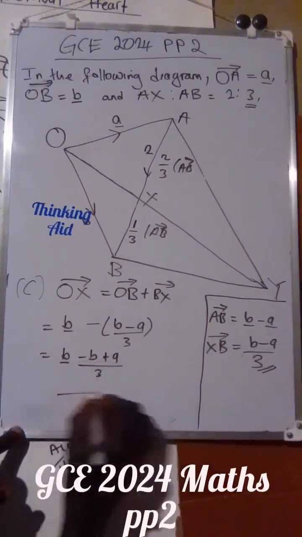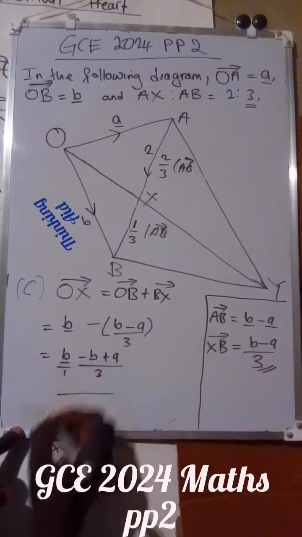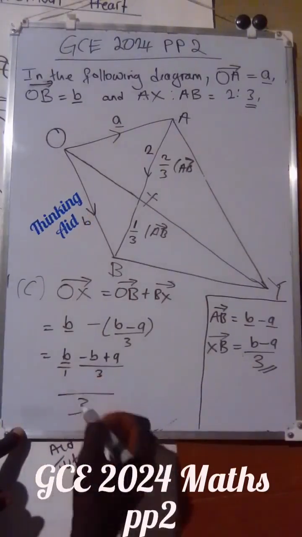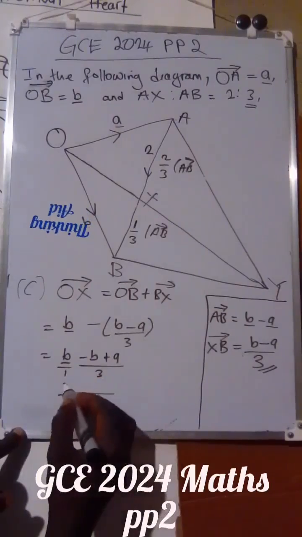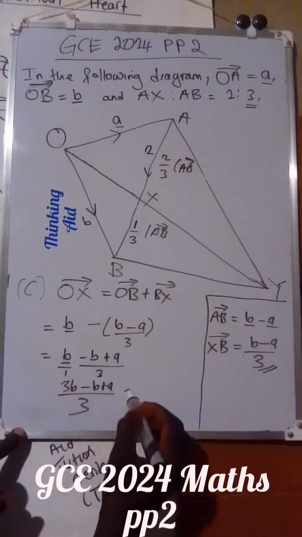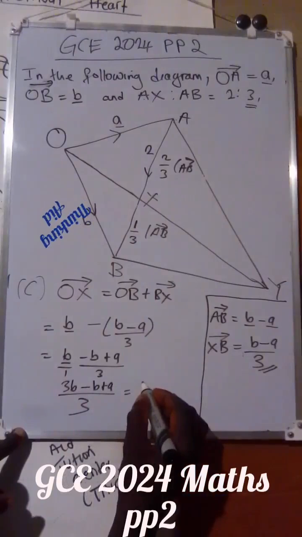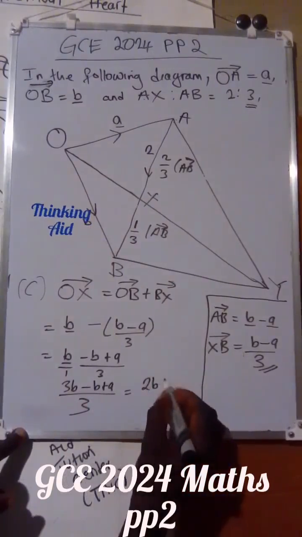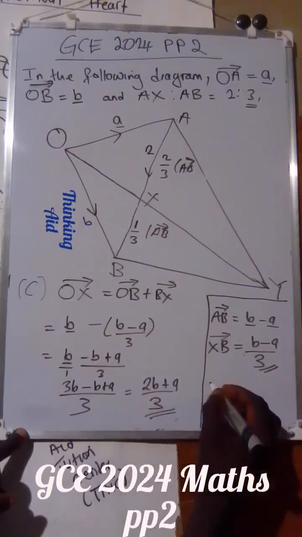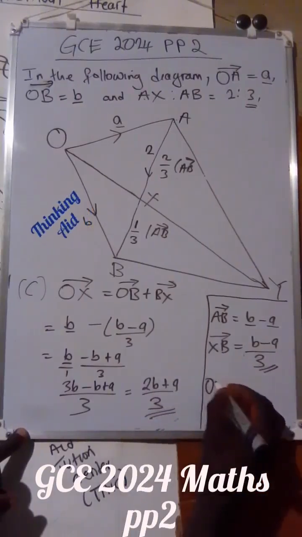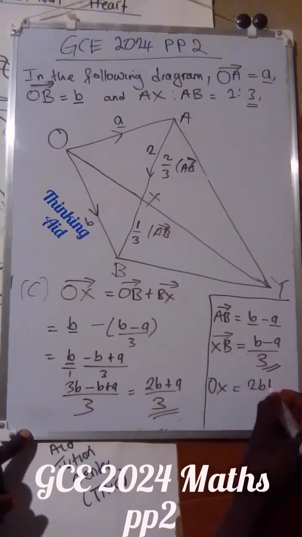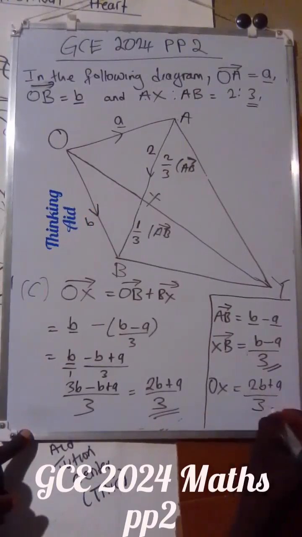Now here it's a fraction, so we're going to make the b also a fraction, and the common denominator will be 3. So 3 times b, 3b minus (b plus a). This is going to give us (2b plus a) over 3, and that's your vector. So vector OX is equal to (2b plus a) over 3.